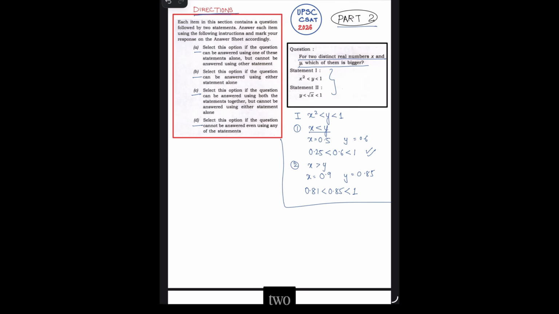Now let's take statement 2. Statement 2 states that y is less than root x, which is less than 1. So let's take two cases. First case, x is greater than y.